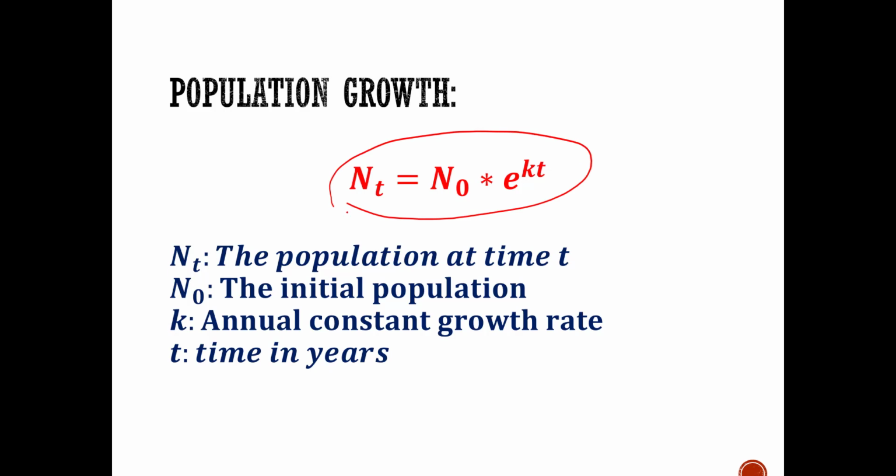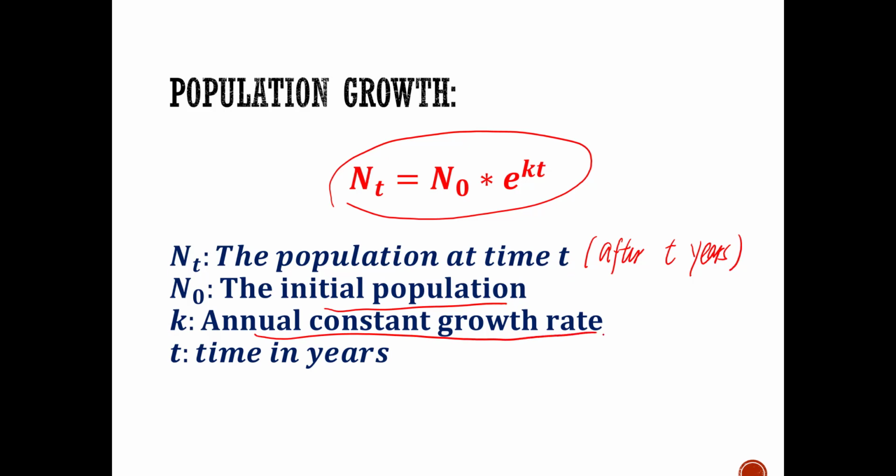In this model, first thing is N(t). N(t) is the population at a time t, or you can say after t years. So you can also say that that's the population in the future, and N0 represents the initial population. So at the very beginning, what is the population? Well, that's N0. And then k here represents the annual constant growth rate.